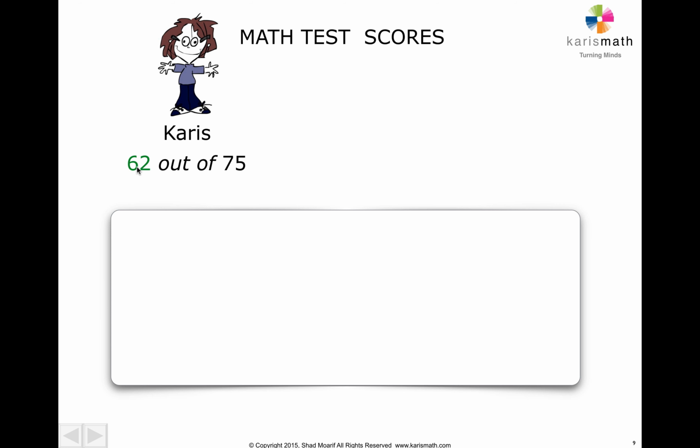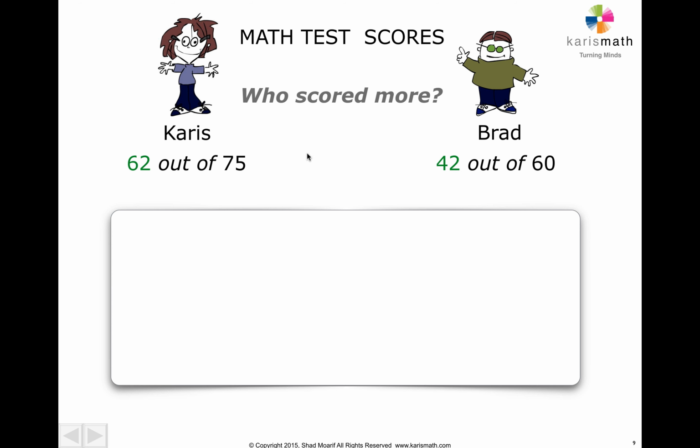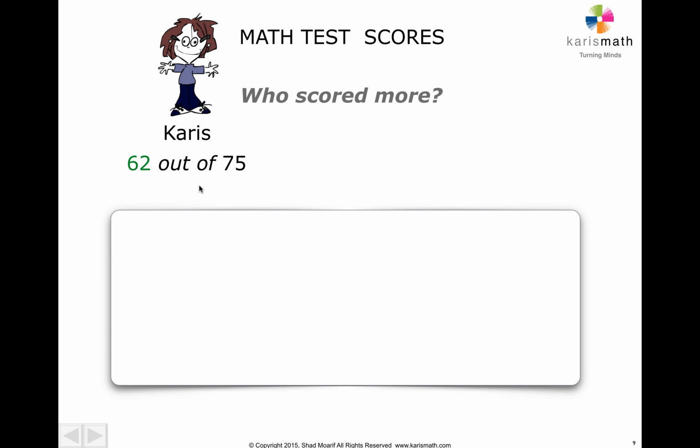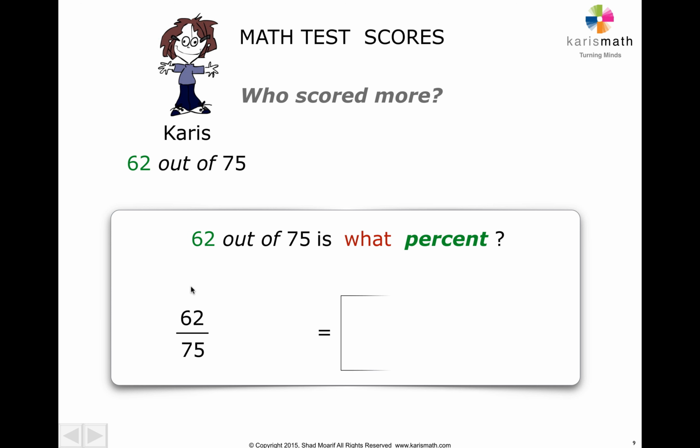Karis got 62 out of 75, and Brad got 42 out of 60. Okay, who got more? Very simple. If you want to know who scored more, turn them into percentages. So 62 out of 75 is what percent? What do you do? Tell me what you do here.